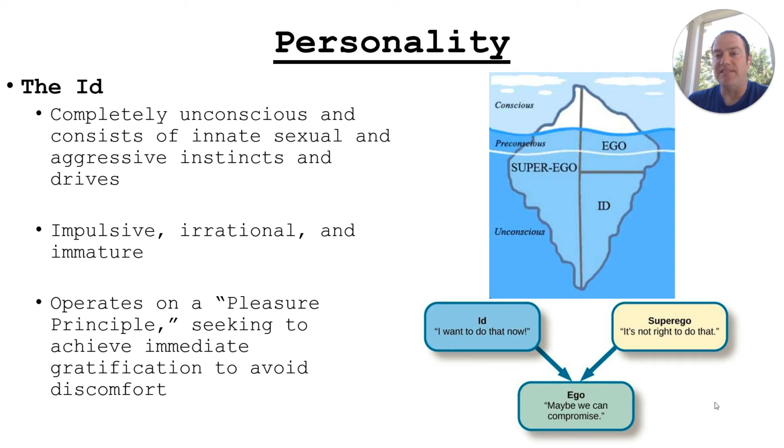And he described this as operating on the pleasure principle. So, in other words, if it's something that is pleasurable and that we can get immediate gratification from it, the id is going to want it because it's just innate. It's inborn. It's base. It just wants what it wants subconsciously.